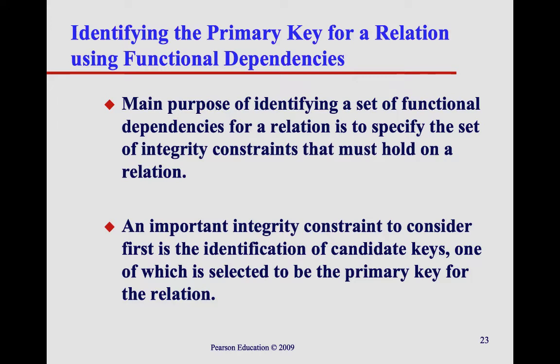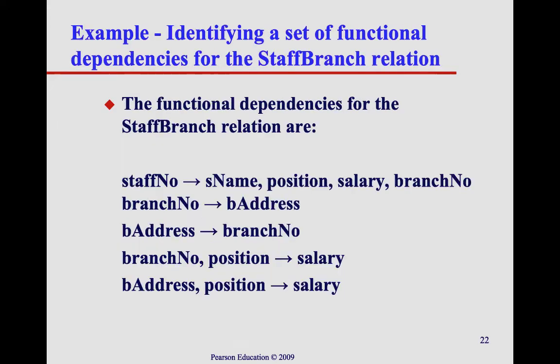I think you have enough practice already that I'm going to skip that part, because it's pretty easy once you have the functional dependencies to figure out what your primary keys are going to be in the relation. Okay, and the last one is staff number. Staff number determines everything else.